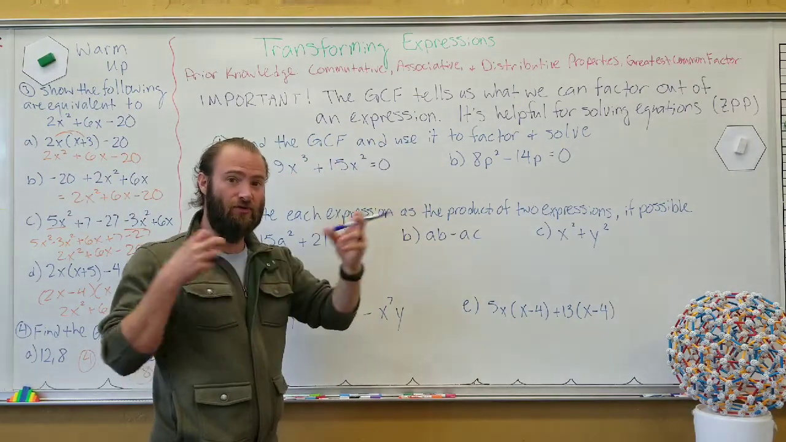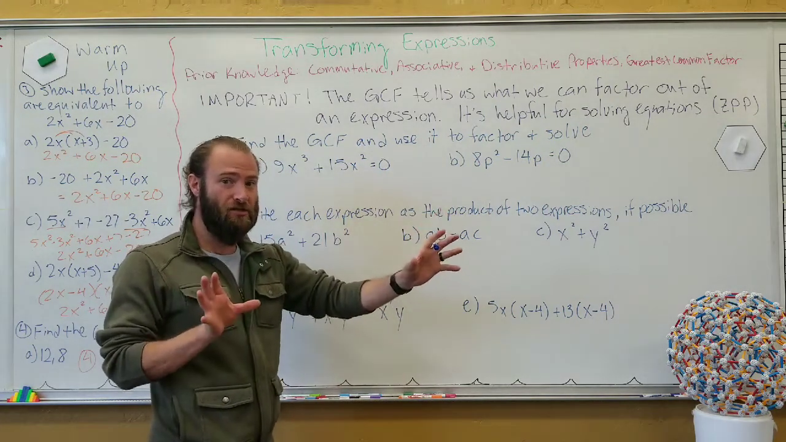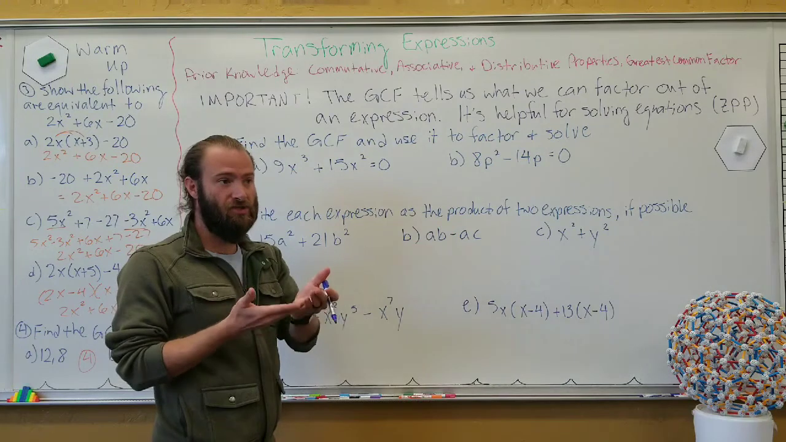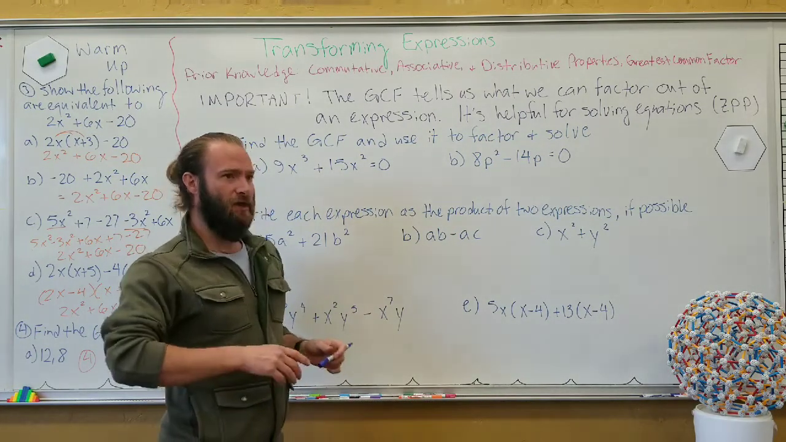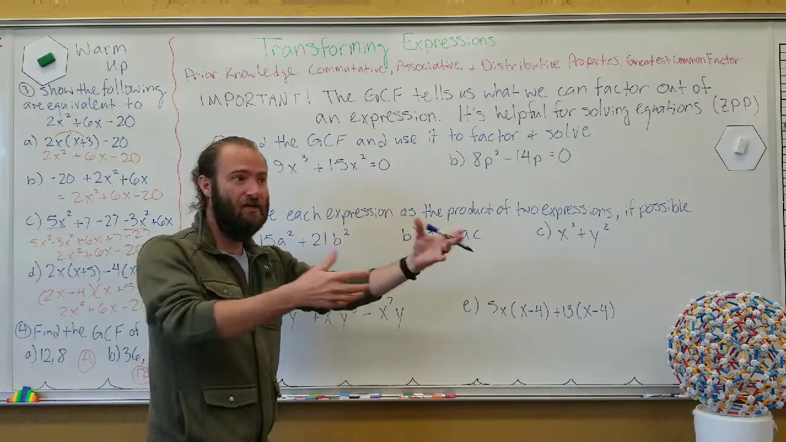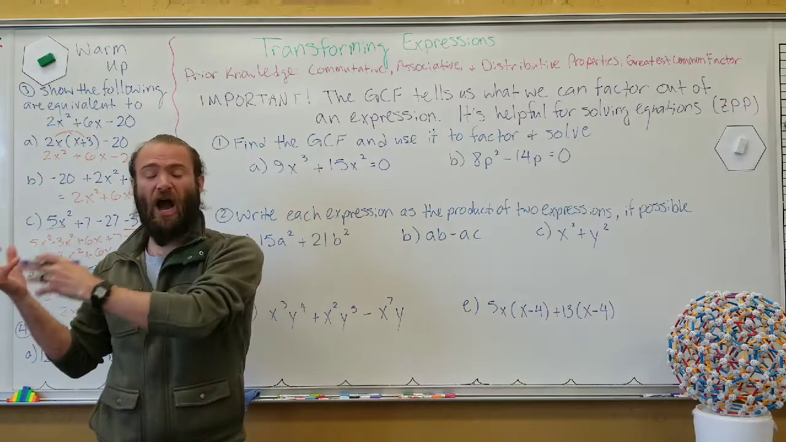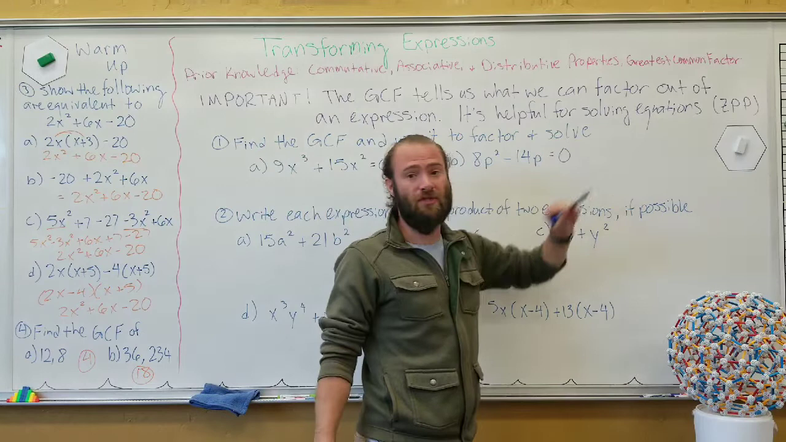So if we have an expression with multiple terms in it, if each term shares a certain thing, I guess it's hard to, how do I say this? The GCF of each of those terms is what can be undistributed out of there. And that's kind of what we're thinking. And it's very helpful for solving equations with the ZPP.